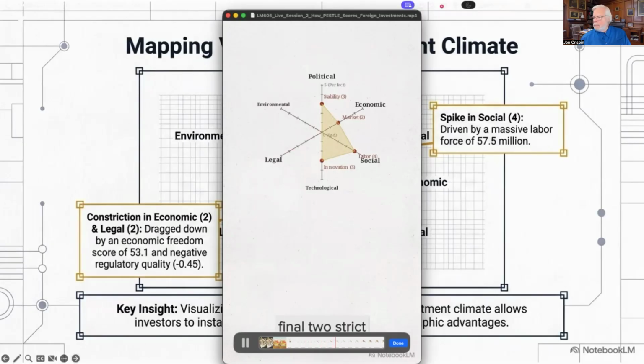That is where the final 2 strict filters come in. Legal scores evaluate local tax laws and trade policies, and environmental maps strict ecological regulations, the ultimate barriers to operating legally and profitably. Connecting these 6 points forms the PESTLE hexagon. It instantly contrasts one country's labor abundance against another's legal supremacy. And that Vietnam plant? The completed hexagon reveals if labor advantages outweigh regulatory risks.